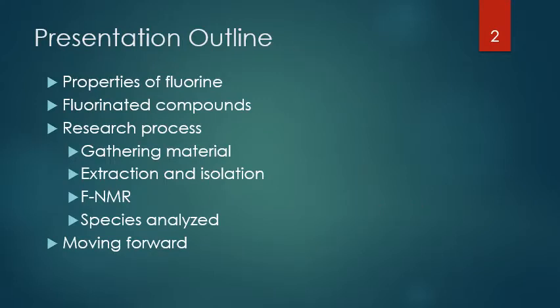Here we have the general outline of the presentation. We're going to start by talking about the properties of fluorine, why we're interested in it. We'll move on to fluorinated compounds that have already been found in nature, and we'll outline the general research process: gathering material, extracting, using NMR to analyze it, which species we analyzed, and then what we would do moving forward now that my research is done.